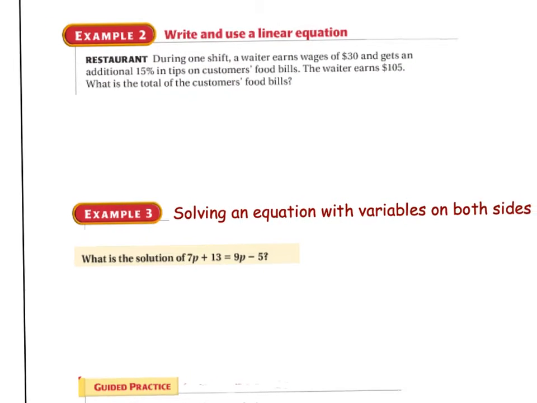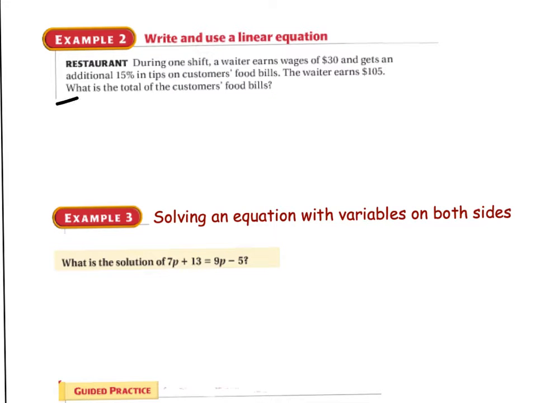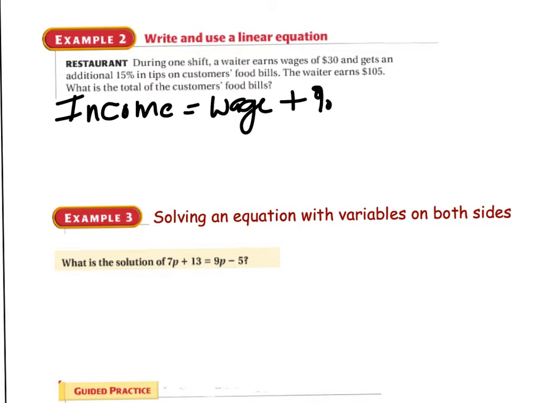Well, that's called his income. So we are going to know that his income is made up of his wage, which is the $30, and then you have to add to that the percent he gets on tips, times the actual food bills of his customers. You don't always have to write this out in English, but sometimes it helps. And then we fill in what we know.